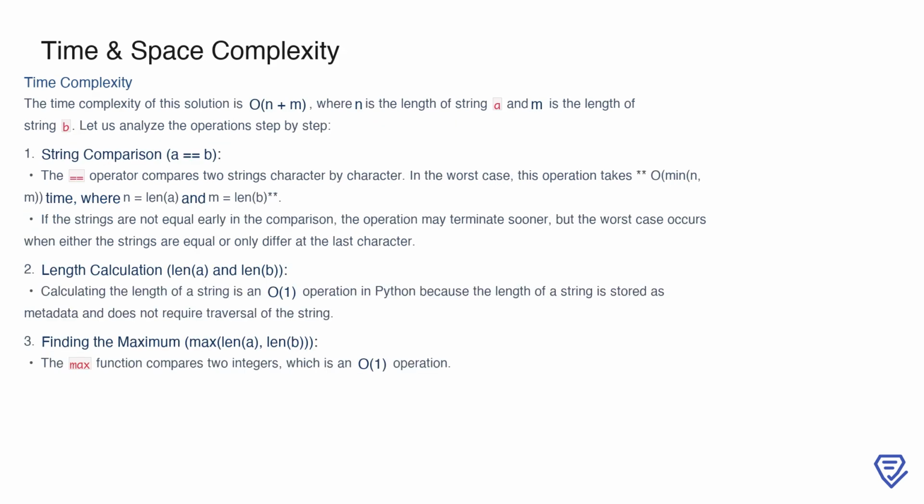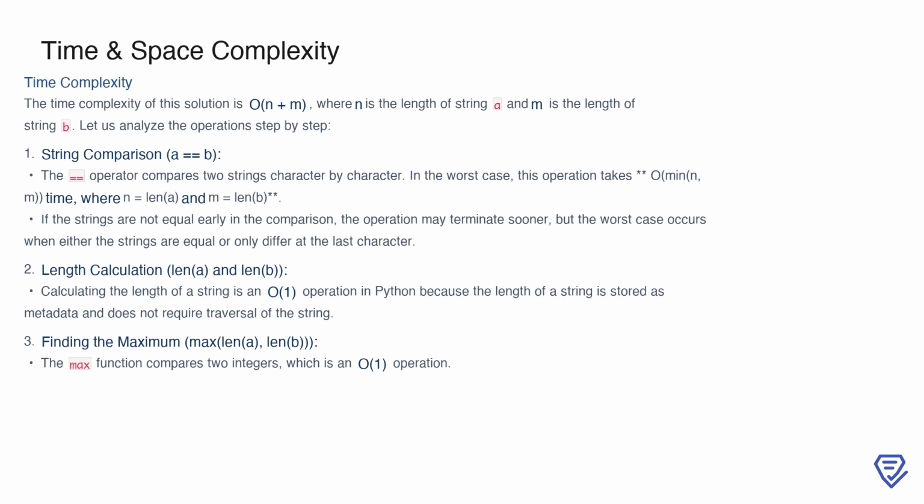The time complexity of this solution can be analyzed step by step, starting with the string comparison. When we use the equality operator to check if two strings are the same, the operation compares characters one by one. In the worst-case scenario, this comparison involves all characters of the shorter string, making it O(min(n, m)), where n is the length of string A and m is the length of string B. However, if the strings differ early on, the comparison may terminate sooner.